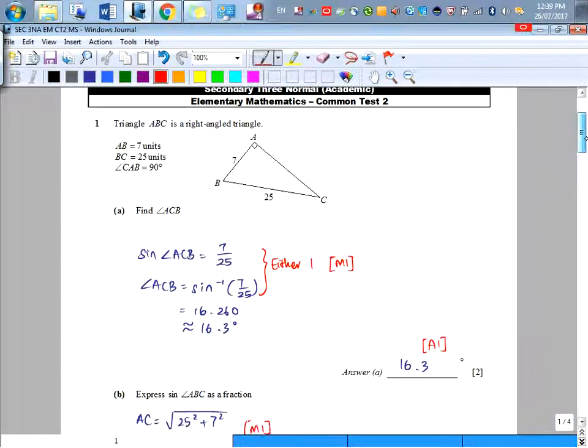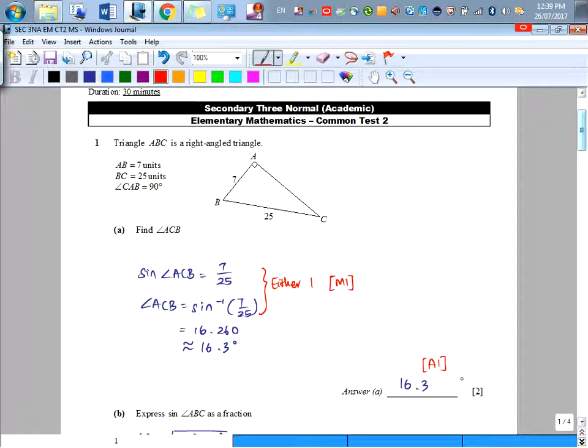You are given a right angle triangle. Find angle ACB. You don't have to use your sine rule, you don't have to use your cosine rule. All you need will be your trigo ratio. So you're given this side and your hypotenuse. Hypotenuse being the side opposite the 90 degrees, meaning the longer side, BC.